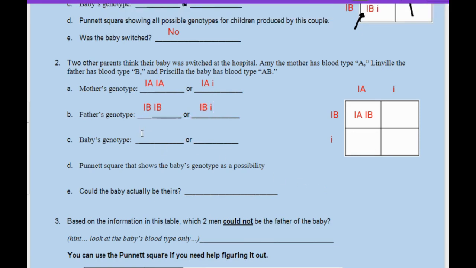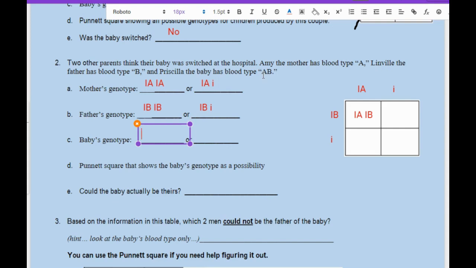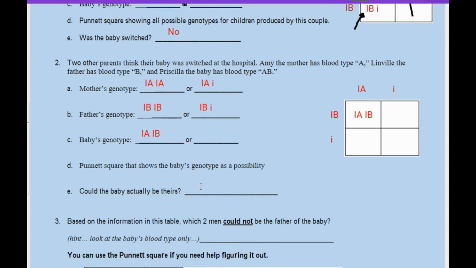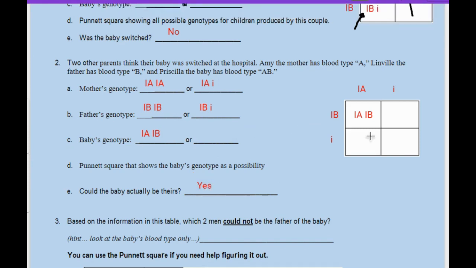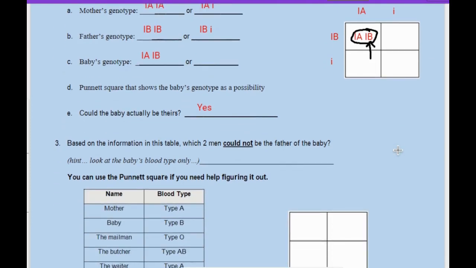The baby's genotype, once again, I don't know why it says "or," because if the baby's type AB, there's only one genotype. Big I A, the A allele, big I B, the B allele, and that's it. Could the baby actually be theirs? Yes. How do you know? Well, you look right here. Look, wink, there it is. Type AB is possible with these two parents. Type AB is definitely possible.